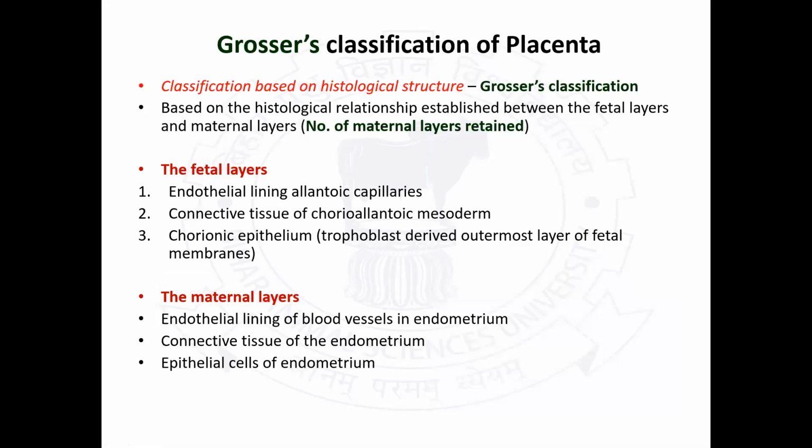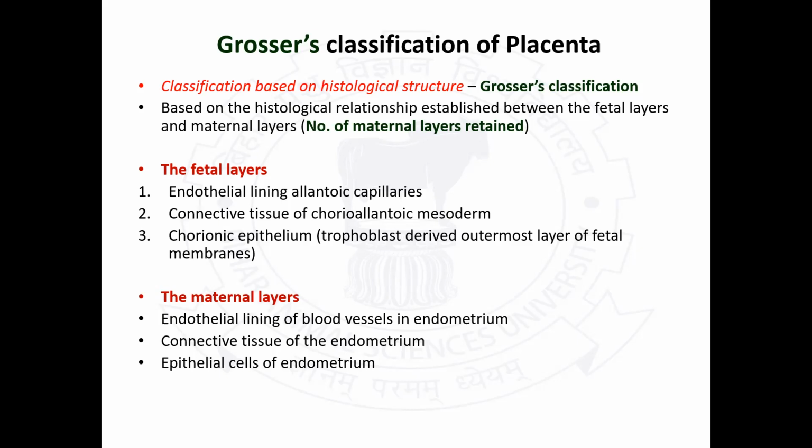Okay, so ग्लोसस क्लासिफिकेशन, you know, आपने बायोलॉजी में भी पढ़ा होगा. 3 layers are there, 3 fetal layers are there: endothelial layer, connective tissue layer and epithelium layer. मैटरनल में भी वही है, एंडोथेलियल, कनेक्टिव टिश्यू एंड एपिथेलियम. फीटल लेयर रिमेन्स नॉर्मल, अटैच रहती हैं, केवल मैटरनल लेयर कम ज्यादा हो सकती हैं. वो डिपेंड्स अपॉन दैट हाउ मेनी मैटरनल लेयर आर रिमेनिंग.